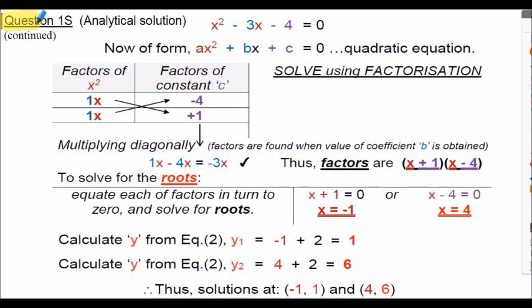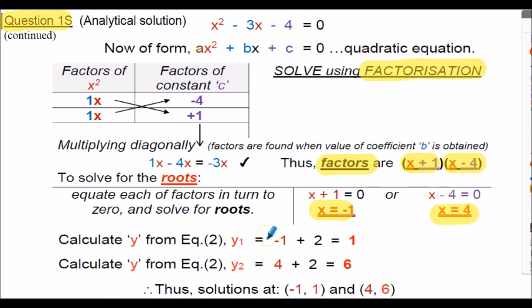Question 1s continued. But in this case, I'm solving the quadratic by factorization. Again, a method we looked at in a previous presentation. Using the factorization method, the first thing we determine are the factors, in this case x plus 1, x minus 4, and then we equate each of the factors to 0 to solve for the roots. So in this case, the roots are x is equal to negative 1 and x is equal to positive 4.